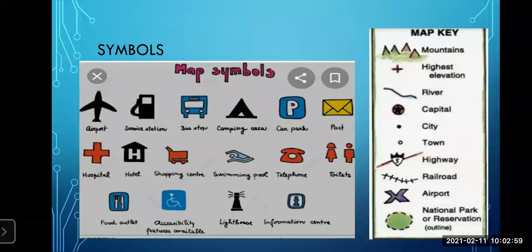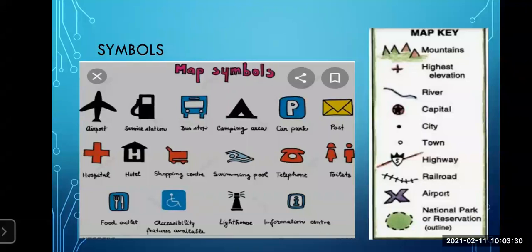Then railroad, how it is shown. Then airport, how it is shown. Airport can be shown in both ways, like you have seen in the first slide, that airport is shown by an aeroplane symbol, as well as the airport can be shown this way. Then national park or reserves and all, you can show in the green circle. So these things are very, very important. When you're doing map filling, you should know about these symbols.